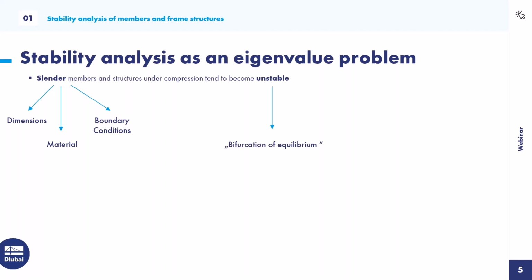And what do I mean with unstable? When we reach the unstable state, we have no clear state of equilibrium. We have instead a bifurcation of equilibrium, so there are multiple paths that the structure may follow. That's why this linear stability analysis is often referred to as a linear bifurcation analysis, or LBA. I might use that abbreviation along this webinar as well. And the critical load may also sometimes be named bifurcation load.